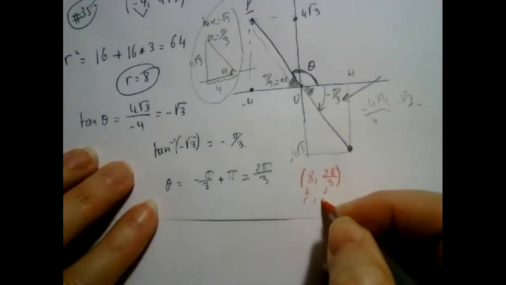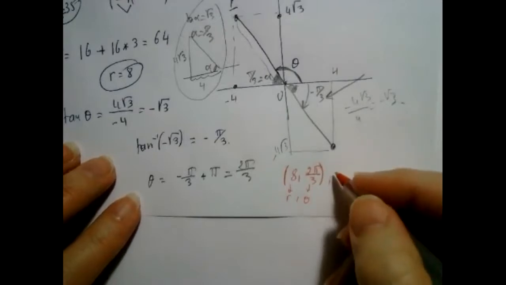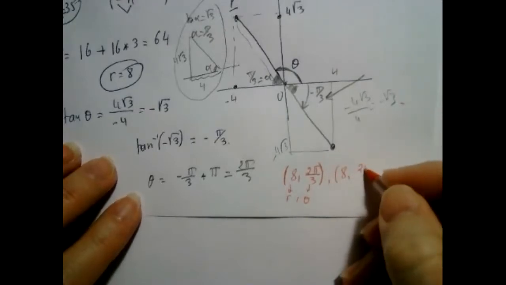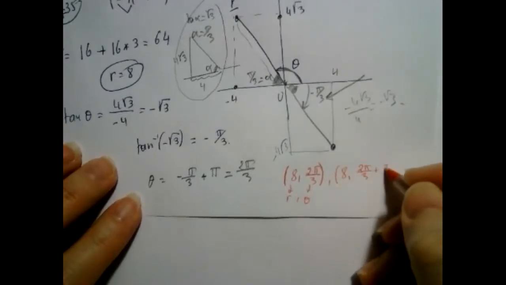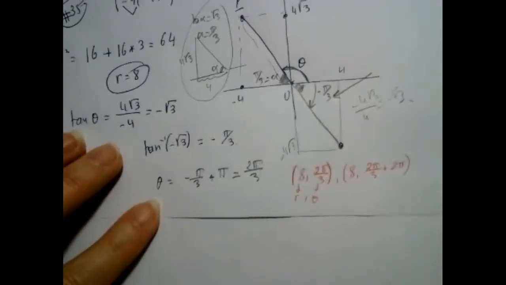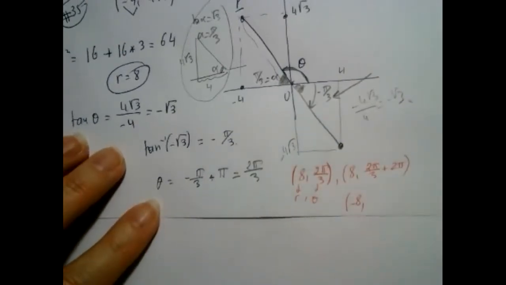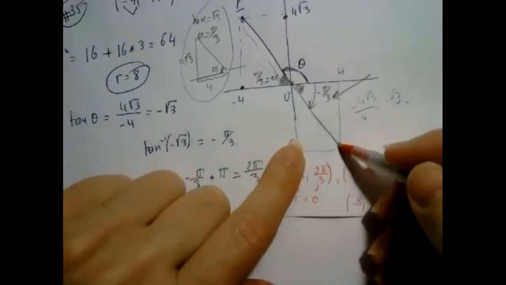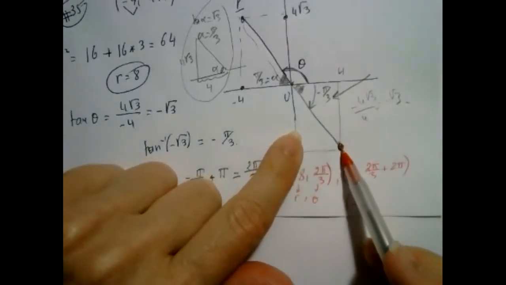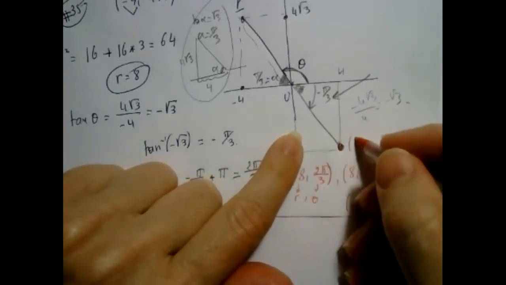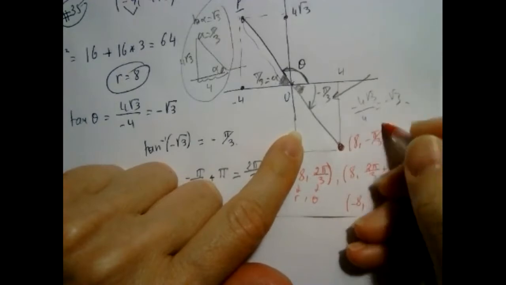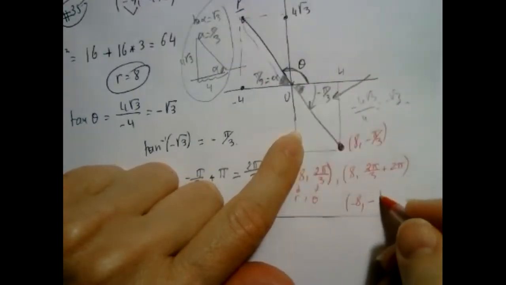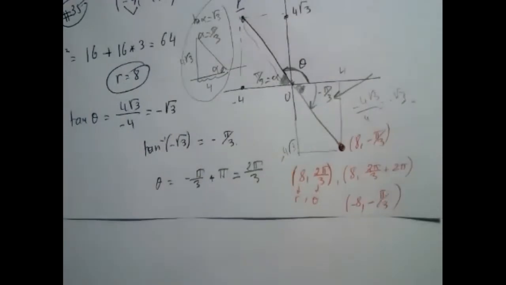And then we can start giving other representations. We can give a representation with positive r by adding pi to the angle. That's one representation. And if I want one with a negative r, I basically need the opposite point. This point is 8, minus pi over 3, so the one opposite to it is going to be minus 8, minus pi over 3. So that's another representation, and there are more. There are infinitely many representations. Okay, question before we move on.